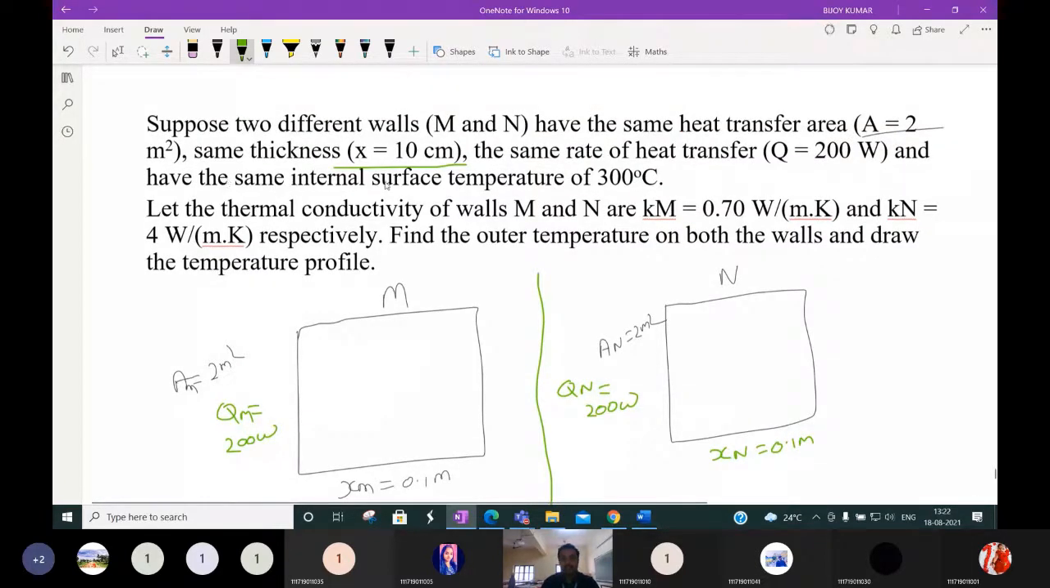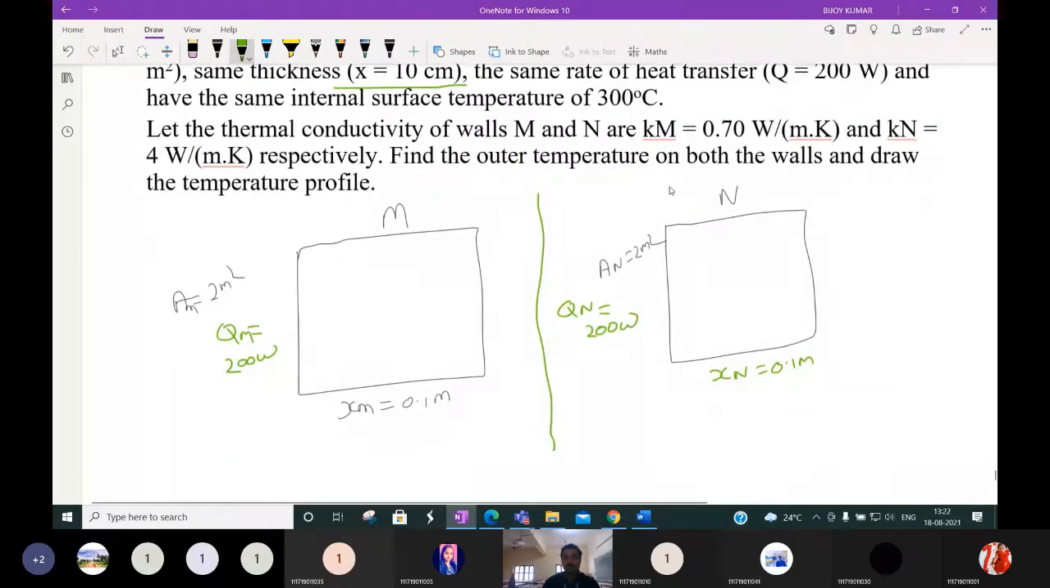And have the same internal surface temperature. Suppose this is a wall, this is the internal layer, this is the outer layer. For the N wall, this will be the internal layer, this is the outer layer. The internal temperature for them both is the same. Suppose I say TMI. It means for the M layer, TI means internal temperature. For the M layer, it is given 300 degrees centigrade.